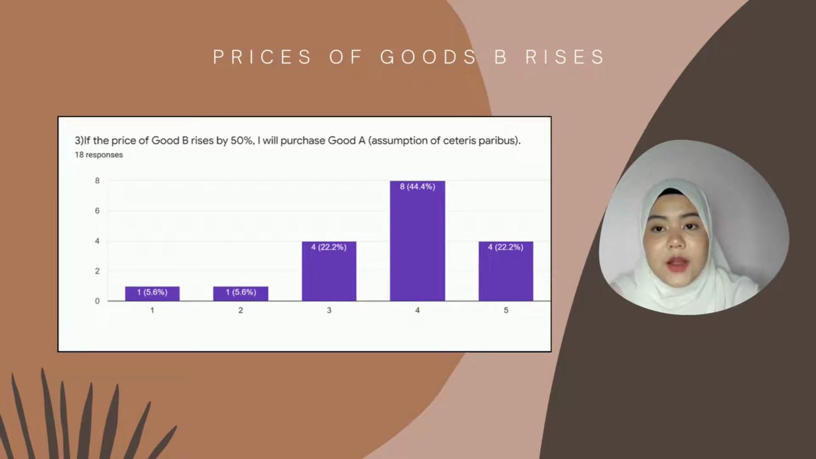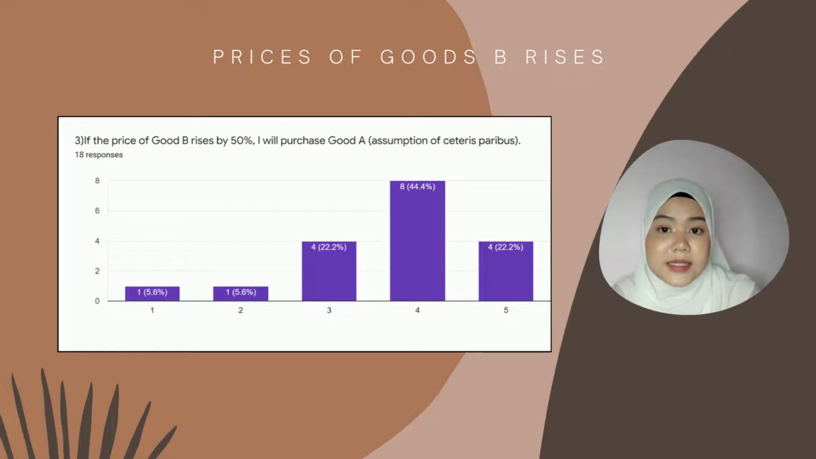The next data is the graph related to: if the price of an item goes up 15%, I will buy item A. Among the 18 respondents, the options indicated were strongly disagree, disagree, moderate, agree, and strongly agree. The highest scale mark is agree. For the scales of strongly agree and moderate, both have the same number of respondents, which is 4 people, or the equivalent of 22.2%. Furthermore, the strongly disagree and disagree scales also had the same number of respondents, only 1, or the equivalent of 5.6%. It happens for some reasons.